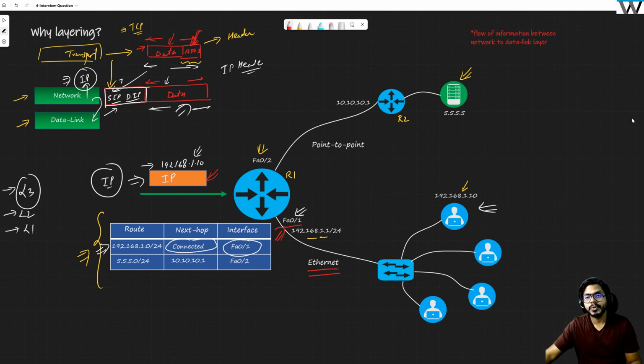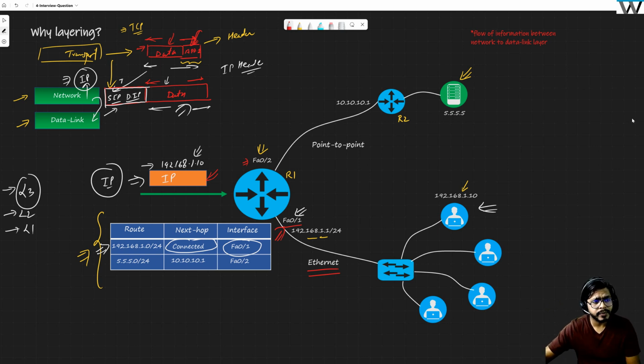FA0/1 link belongs to Ethernet, which is a technology, right? A layer 2 technology. And then FA0/2 link, which is right here, is a point-to-point link, which is a different technology, right? It means that a router can have different links, different data links, different technology links. One belongs to point to point, one belongs to Ethernet, right?